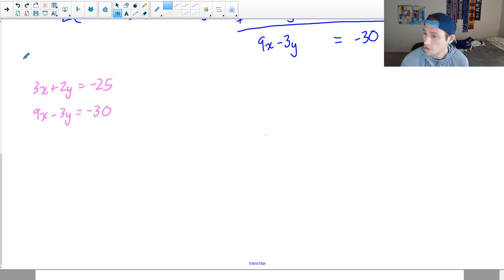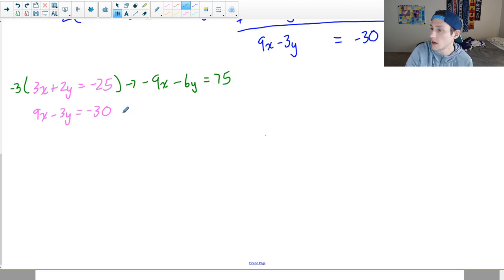All of these variables have coefficients that are not 1, so I probably don't want to do substitution. I could, but let's instead practice using elimination. So we can eliminate x or eliminate y. It's up to you. It doesn't matter which one. Usually there is an easier choice. So in this case, my easier choice would be to eliminate x. So I'm going to multiply this first equation by -3. That gives me -9x minus 6y equals 75. This bottom equation I'm going to leave as is.